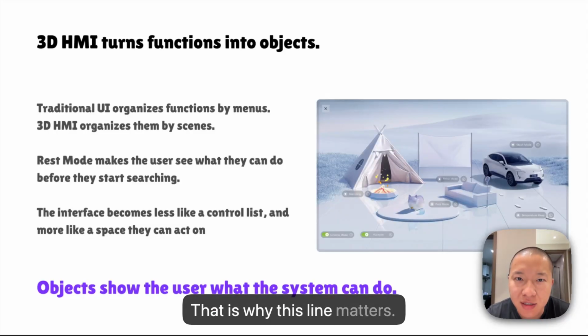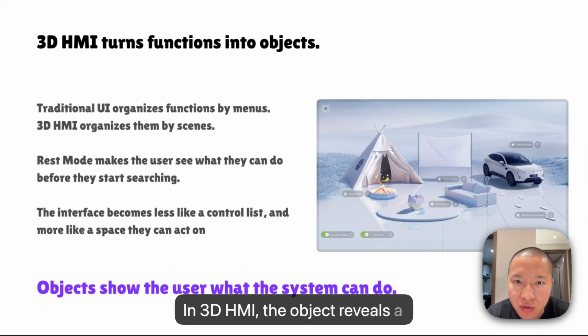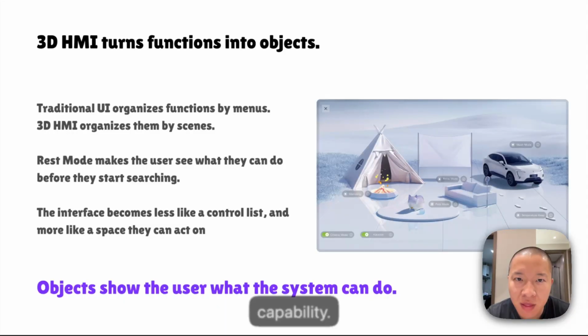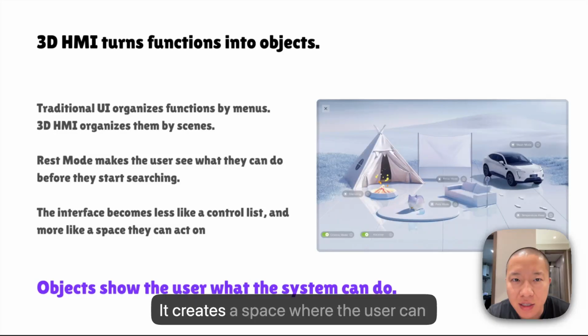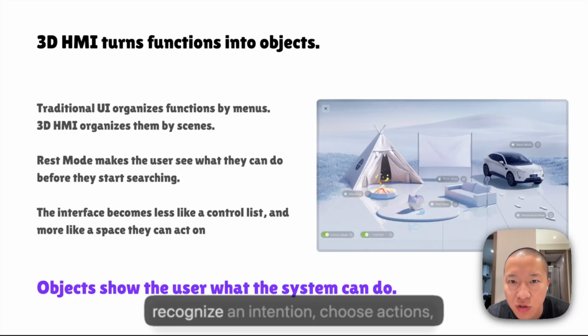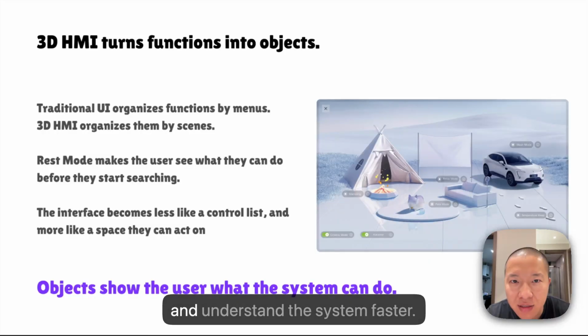That is why this line matters. In 3D HMI, the object reveals the capability. The interface does not just display functions. It creates a space where the user can recognize an intention, choose actions, and understand the system faster.